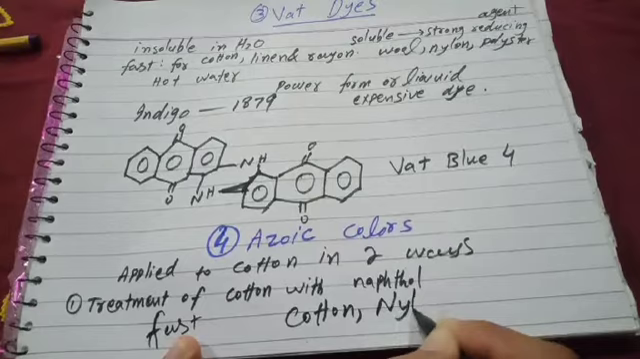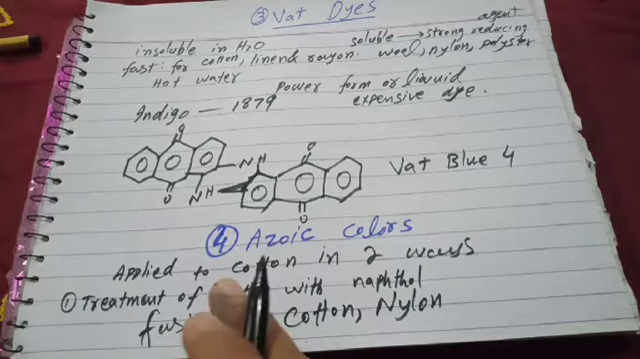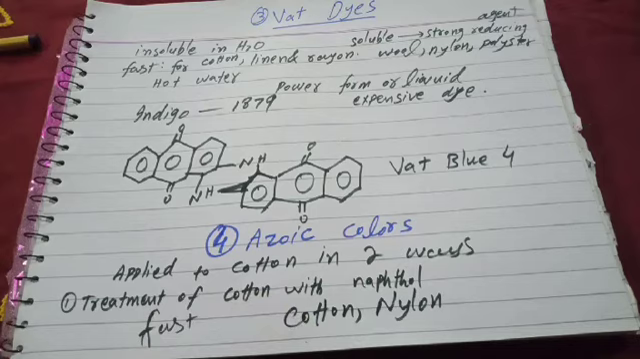Azoic colors are sometimes referred to as ice dyes because ice is frequently used to bring the dyes to low temperatures. Azoic colors give bright and intense colors as compared to other classes of dyes. An example of an azoic dye is given, whose name is the bluish red azoic dye.